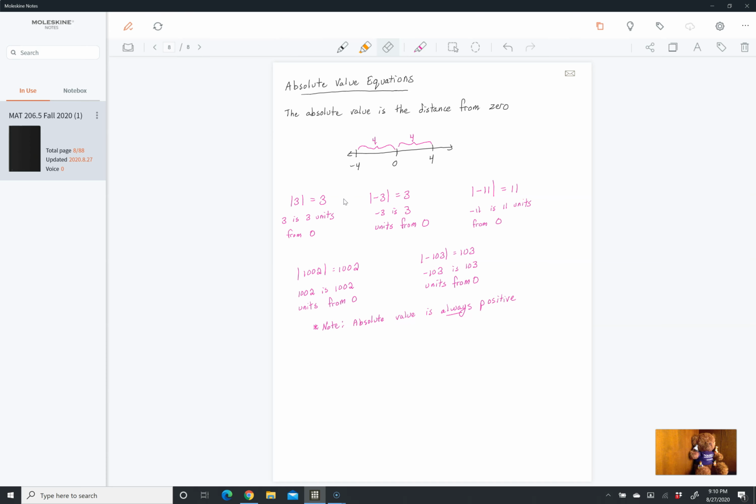Okay, so what does this say about equations? Let's say that we have the absolute value of x is equal to 8. Okay, well, what does this mean? X can be one of two things. Either x is 8 or x is negative 8, because the absolute value of 8 is 8 and the absolute value of negative 8 is 8.